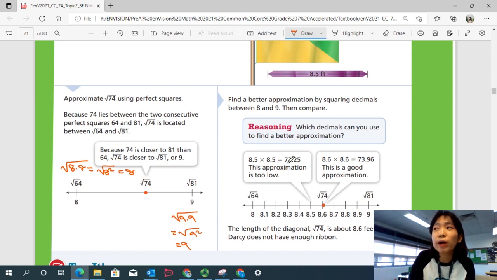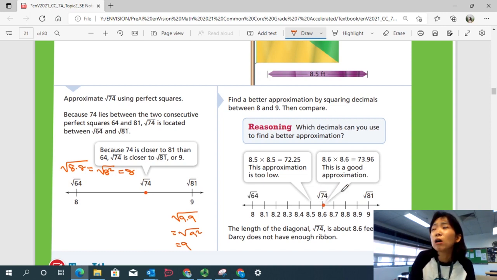So 8.5 squared is 72.25. And compare that with 74. 72.25 is less than 74, so the decimal could be greater. 8.6 times 8.6 is 73.96. And that's really close to 74, right? 73.96 is like 0.04 away from 74. So it's just a little bit smaller than 74.